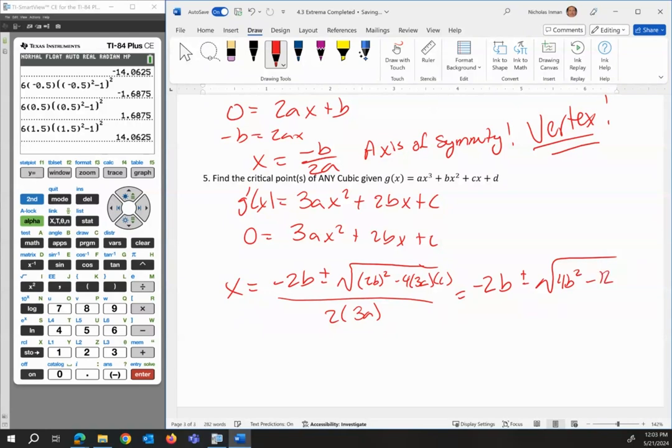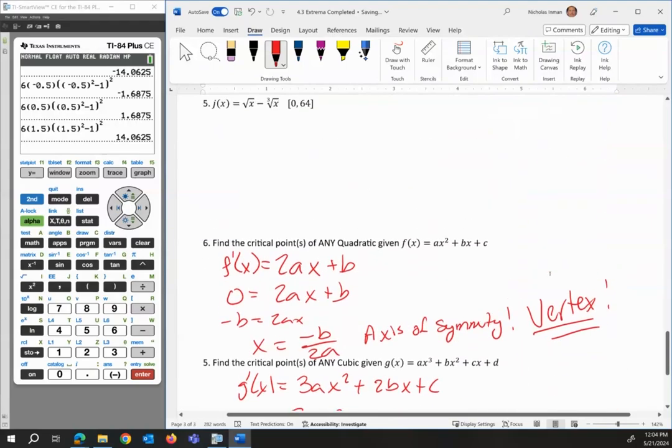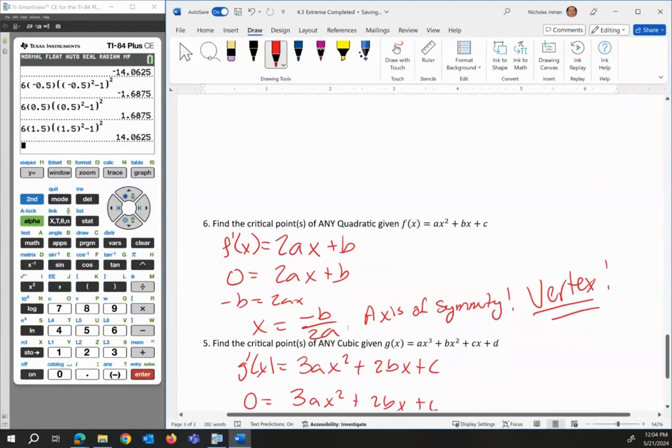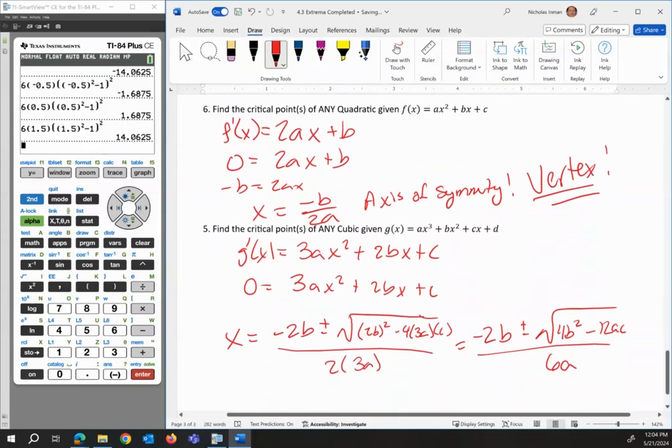That's what 12ac over 6a. Definitely never something you would memorize, and you don't see that pattern when you're finding these things, but you would in fact just use the quadratic formula if you're ever finding the critical values of a cubic function. They just come down to the quadratic formula. But this one, that's a formula that you should recognize. And we should be able to handle that.